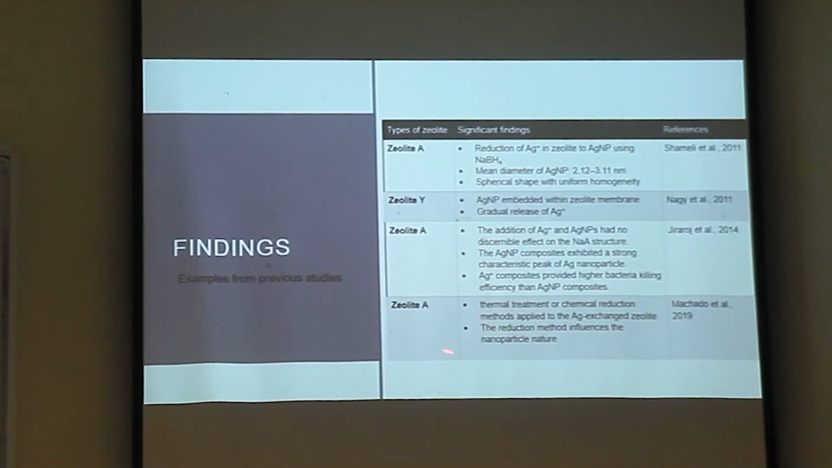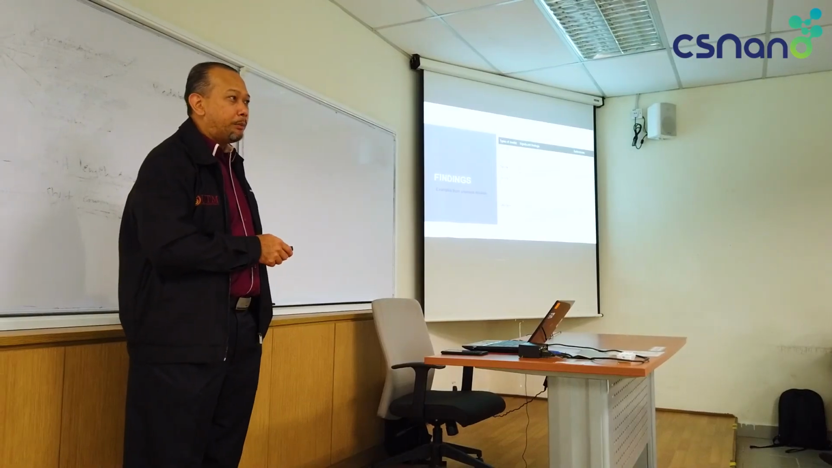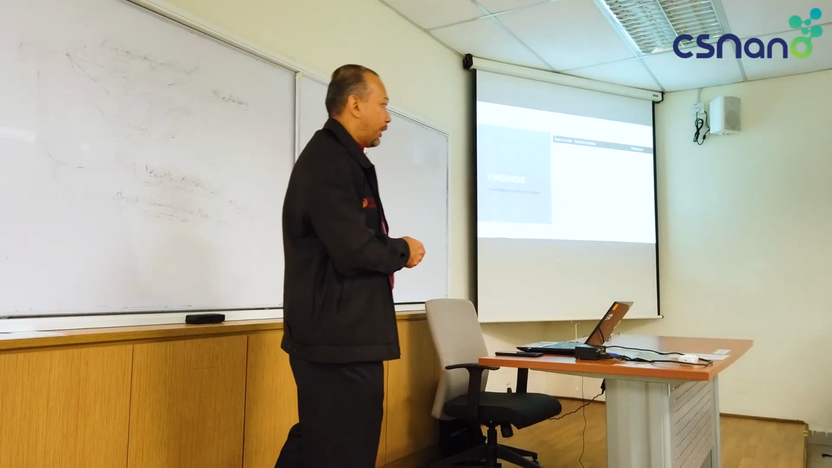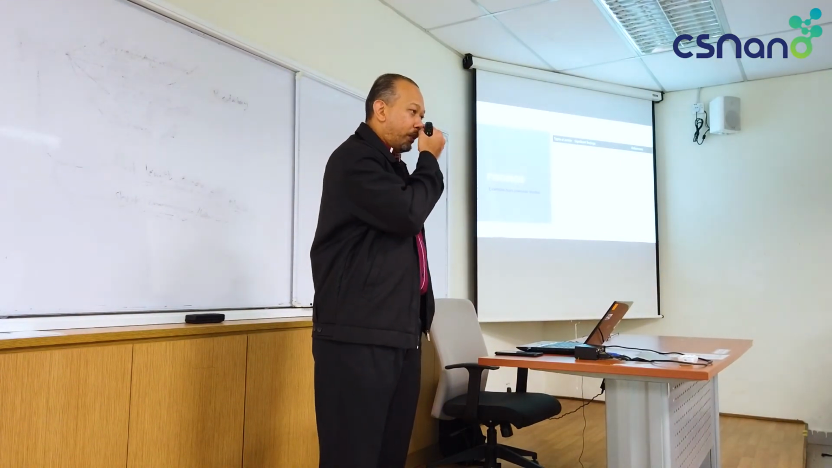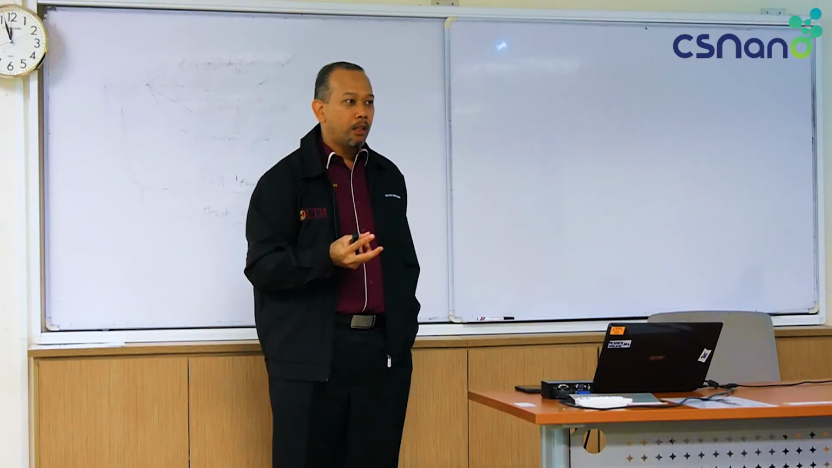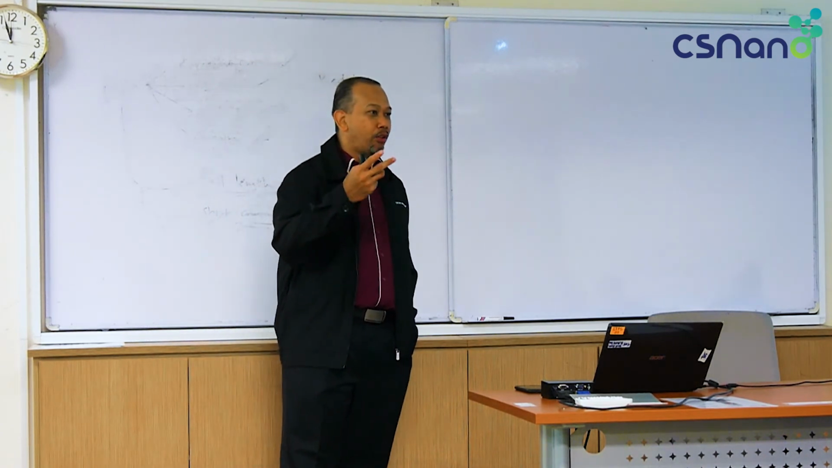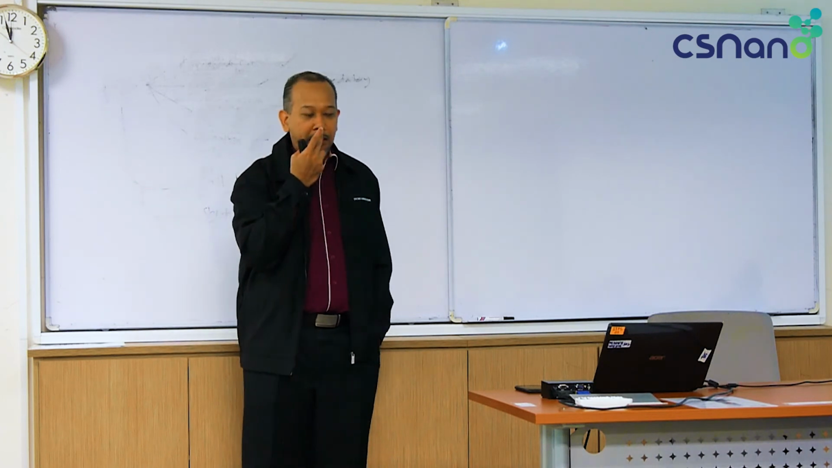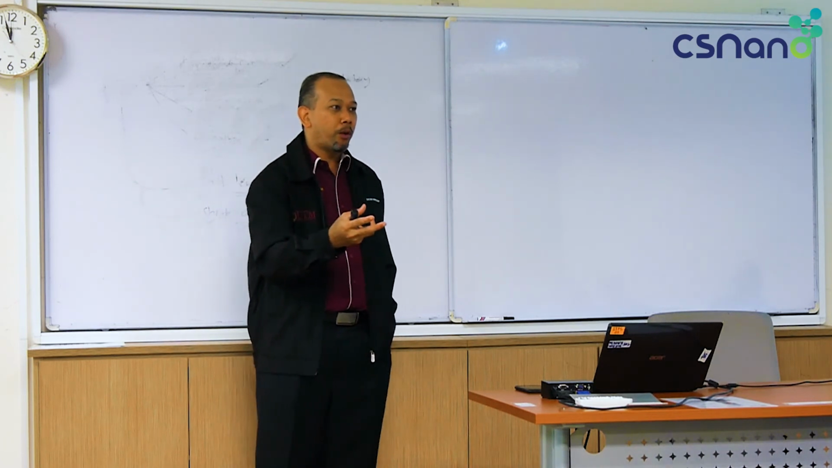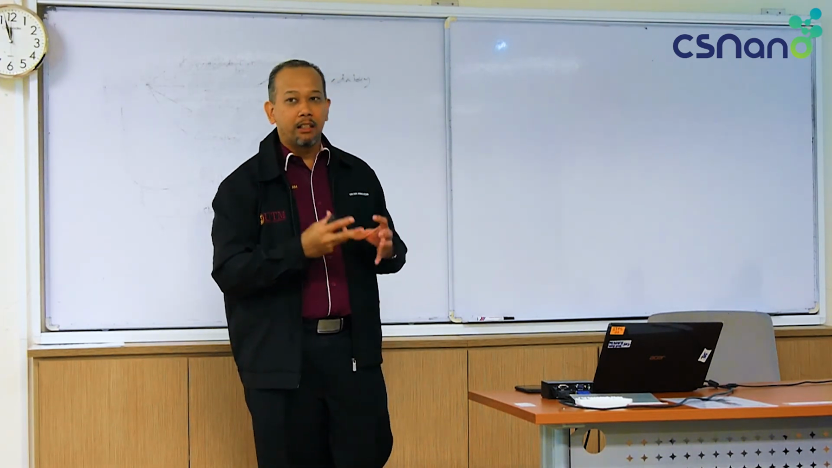The types of zeolite that they use are zeolite A, zeolite Y, and also zeolite A. Zeolite A is easy to synthesize and much more stable compared to other zeolites. There is also zeolite Y and zeolite X, but sometimes when we synthesize in the lab, we want zeolite Y and we get zeolite A, or we want zeolite X and we get zeolite B, because it's unstable, especially if the precursor comes from natural clay, which has a lot of impurities in the raw material.